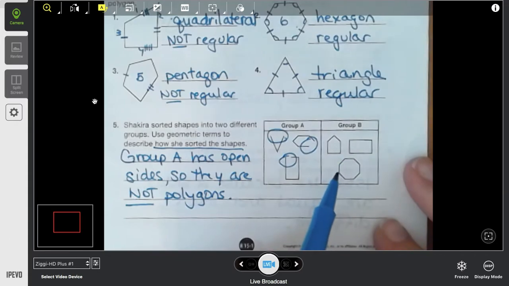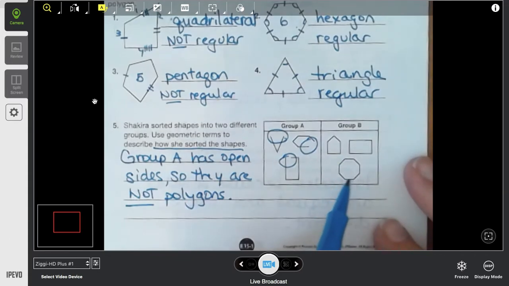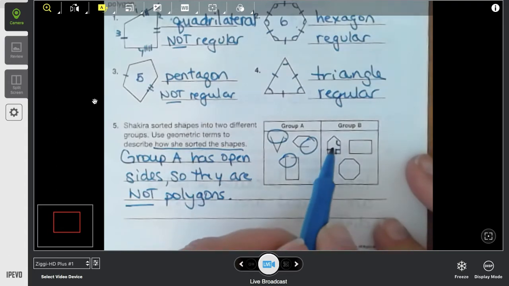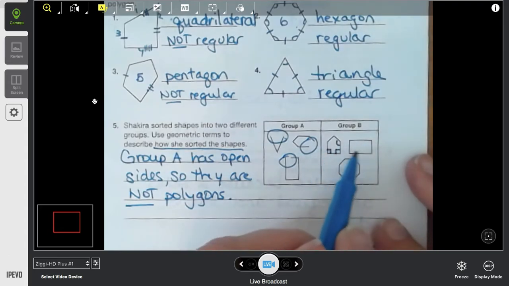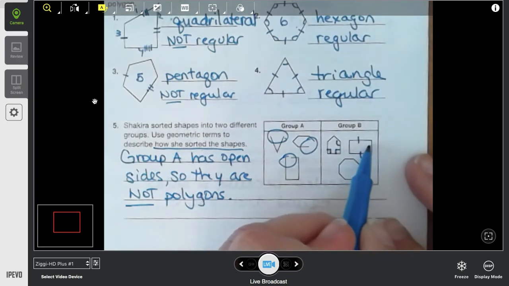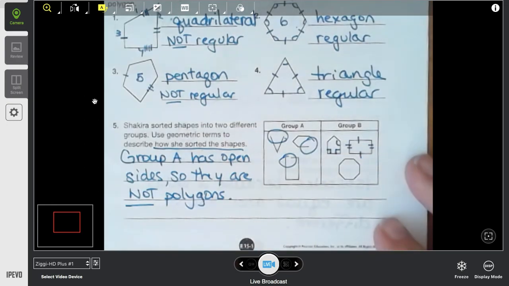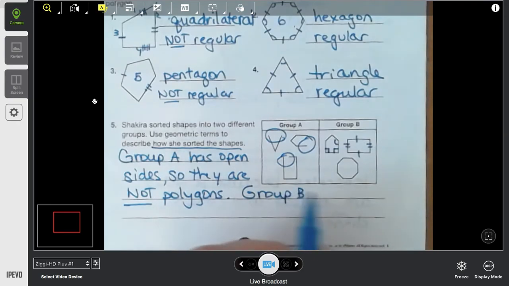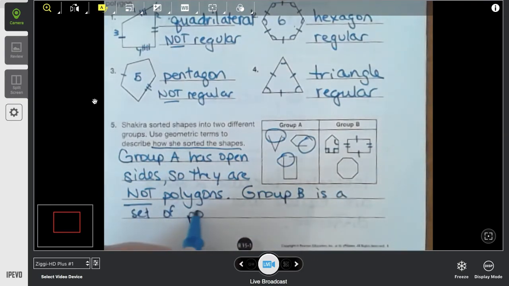They're not all regular polygons. This one's regular because all the sides and angles are the same, but this one is not because these are right angles at the bottom, and then I have an obtuse angle right here, so I know those aren't the same angles. This has the same angles, 90, 90, 90, 90, but these sides are different lengths than these sides. So yes, they're polygons, but they're not regular. So Group B is a set of polygons.